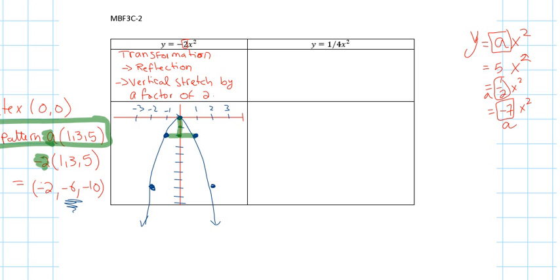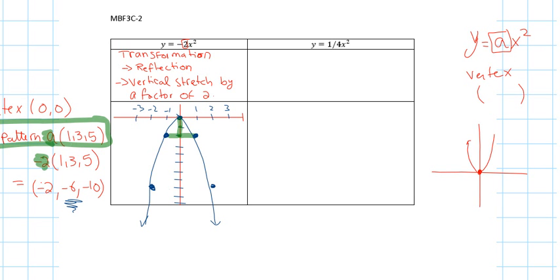Now, we also talked about what would be the vertex of something like this. Do I have any change from the original? What's my vertex for this kind of function? When we drew this, where was the vertex? At 0, 0. It was at the origin. No matter how the graph looked, my vertex was at the origin. So my vertex is at 0, 0.